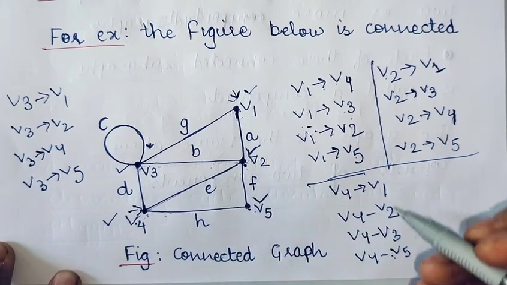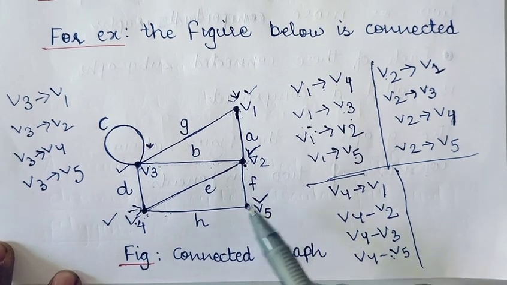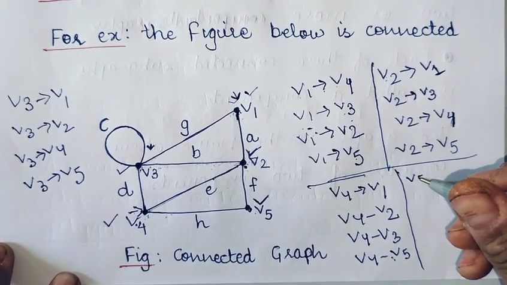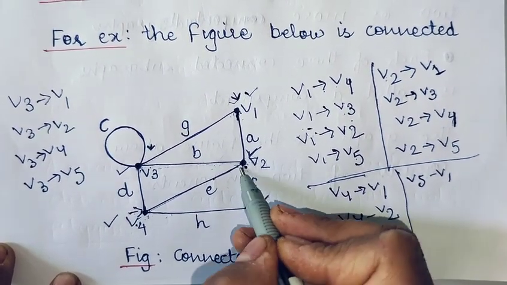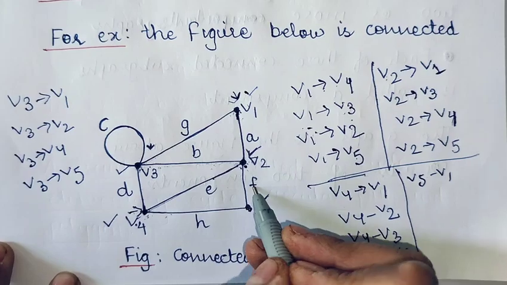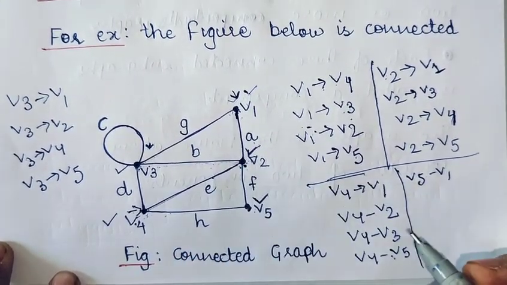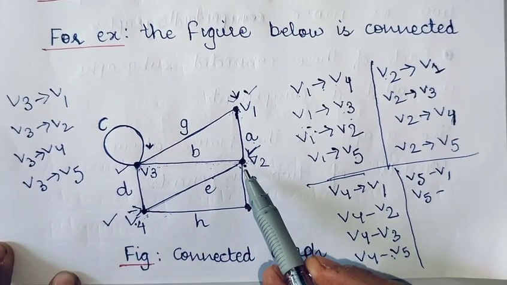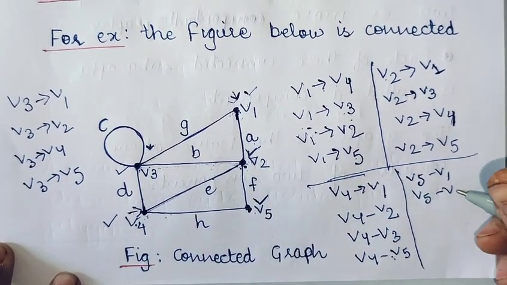So taking V5 as the pivot vertex, let's see if there is a path from vertex V5 to all other vertices of the graph. So from V5 to V1 there is a path. You can clearly see V5, V2 and V1. So via edges F and A you have a path from V5 to V1. Then let's see if there is a path from V5 to V2. Yes, there is a path from V5 to V2 via the edge F.